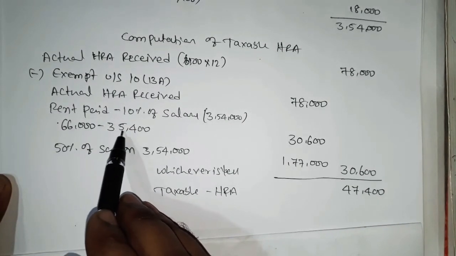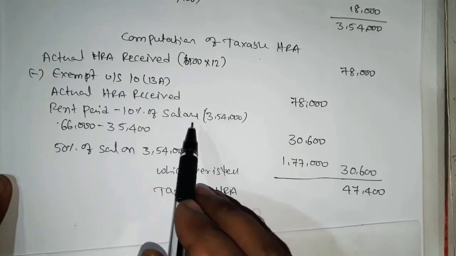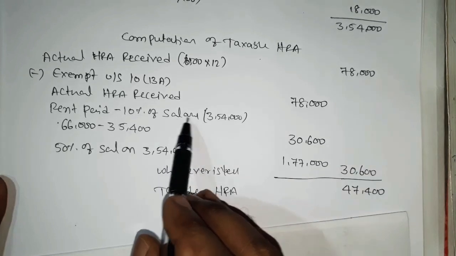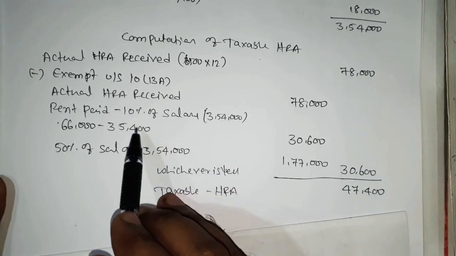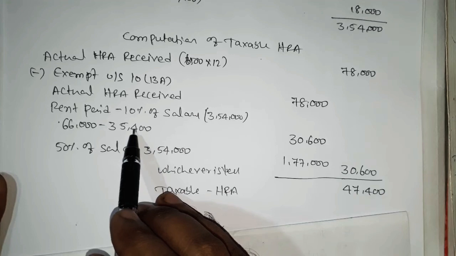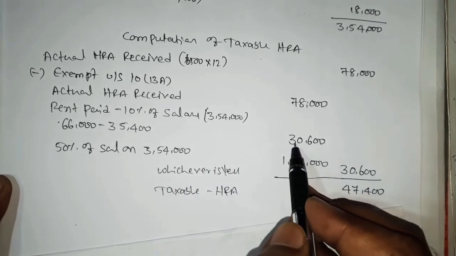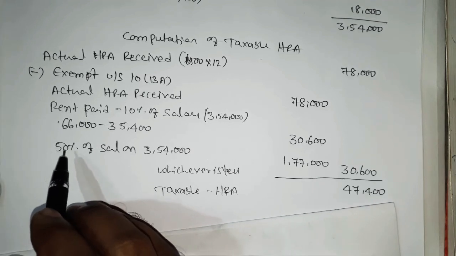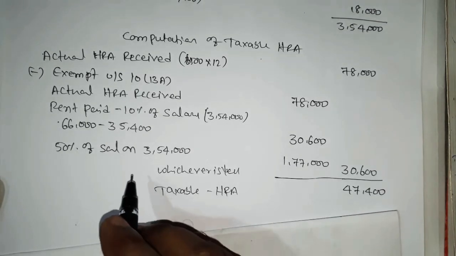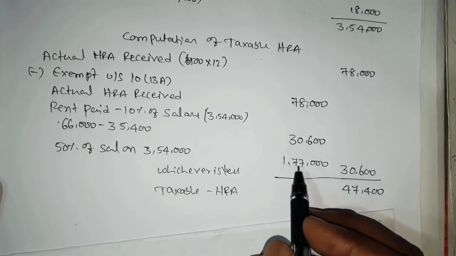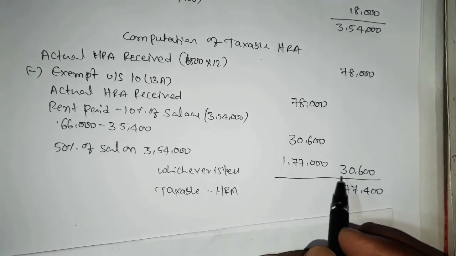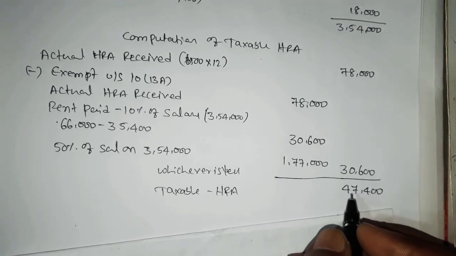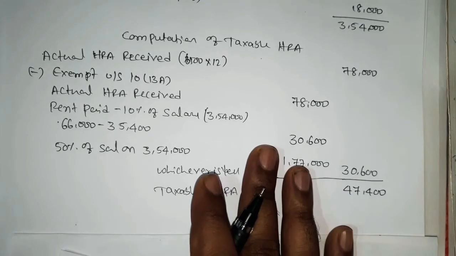Now we come to the problem. 66,000 minus 35,400, because the total salary is 3,54,000 and 10 percent of it is 35,400. When we substitute that, we get 30,600. Then 50 percent of salary, because it is a big city, so 50 percent means 1,77,000. Whichever is less, that is 30,600, so the taxable HRA is 47,400. This is the thing.